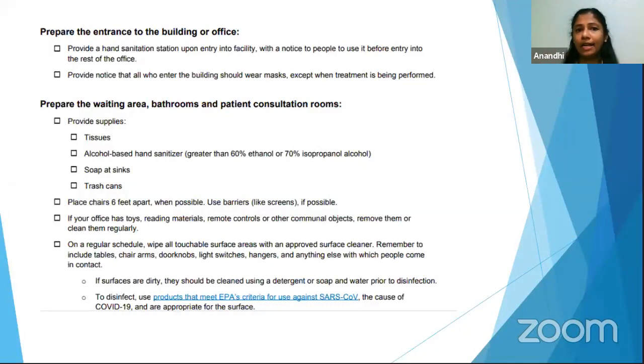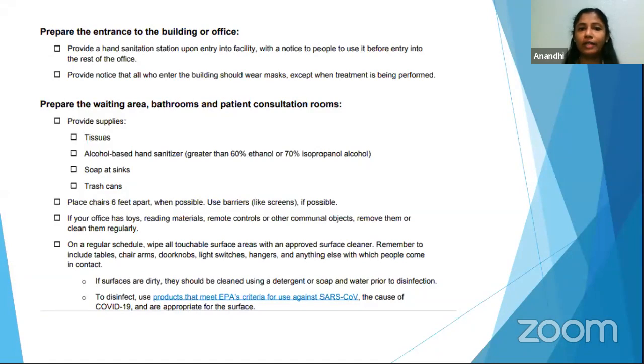And they have to wear a mask before they even enter, even inside the waiting room. They have to wear a mask. So my staff knows that. And as soon as they come, sometimes if they want to wash their hands, we do have an area where they can wash their hands. And again, like I said, the chairs are 6 feet apart, and we use barriers on all the chairs. The chair is covered with plastic.